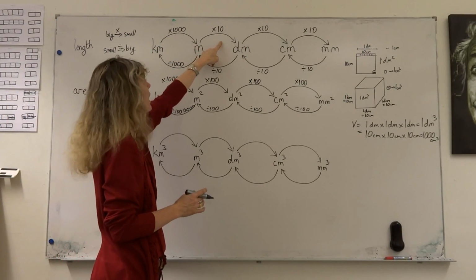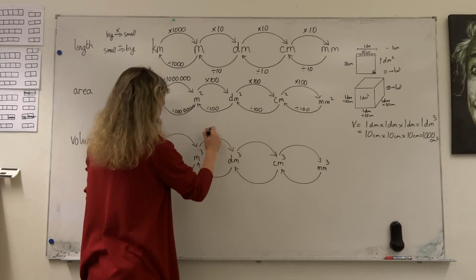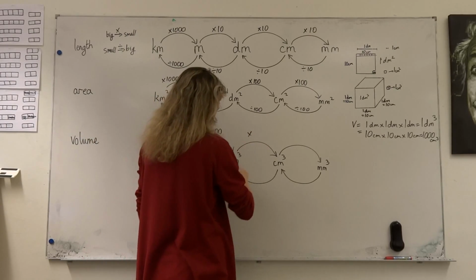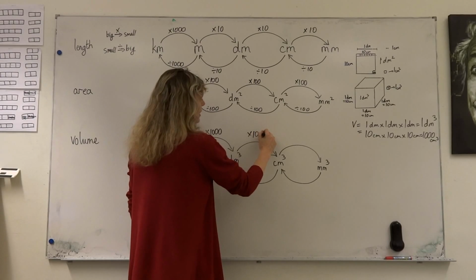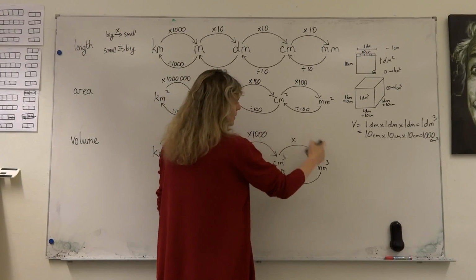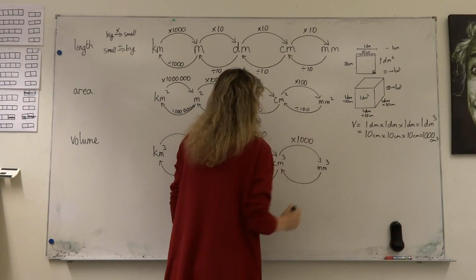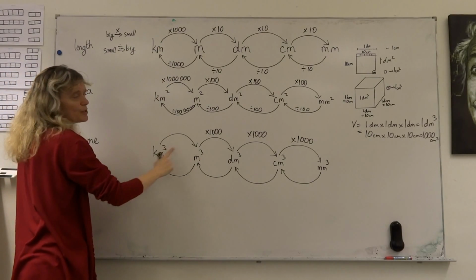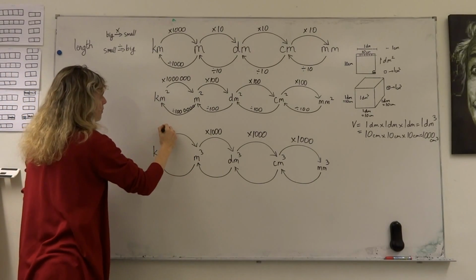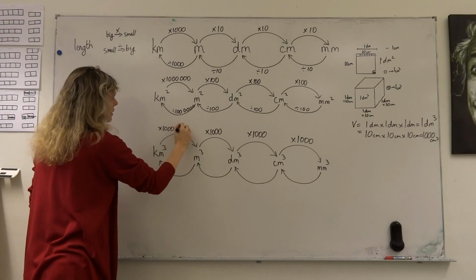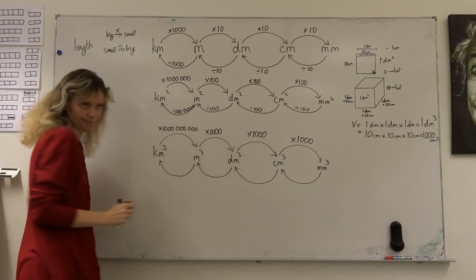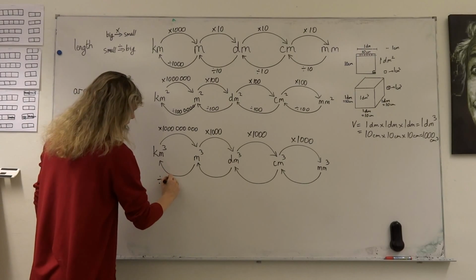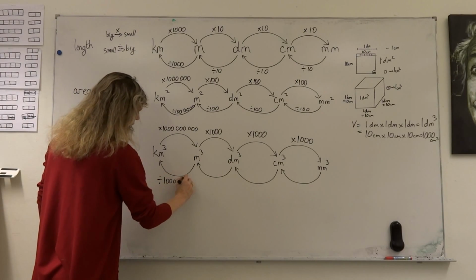So instead of multiplying by meters cubed to decimeters cubed, I'll times by 1,000, 3 zeros. Decimeters cubed to centimeters cubed, I'll times by 1,000. Centimeters cubed to millimeters cubed, I'll times by 1,000. What would I do then with kilometers cubed to meters cubed? I would multiply by 1,000 million. And to go the other way, I'd divide by 1,000 million.